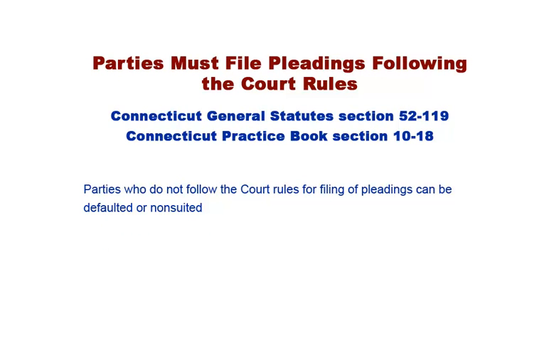According to the Connecticut General Statutes, Section 52-119, and Connecticut Practice Book, Section 10-18, any defendant who does not follow the court rules for pleading can have a ruling entered against him or her for not following the specified rules. This is called being defaulted. According to the same statute and court rule, a plaintiff who does not follow the court rules for pleading can have the case ended because he or she did not follow the specified rules. This is called being non-suited, and the case is treated as if it never happened.